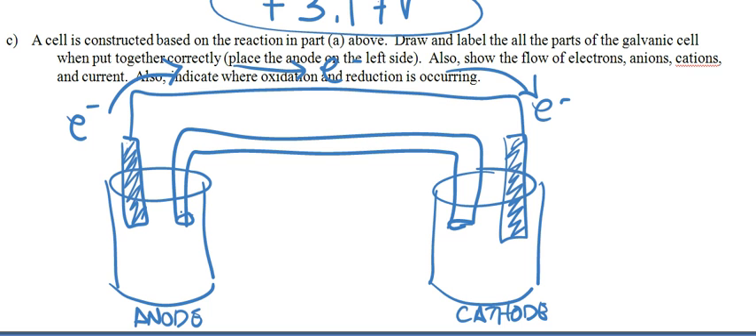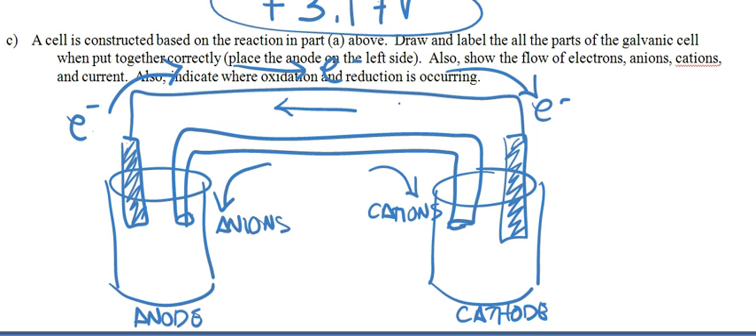And we'll have our anions flow toward the anode. We'll have our cations flow toward the cathode. Pretty cool. Since electrons are going from left to right along the wire, current goes right to left. Okay. And again, current is the absence of the electron.